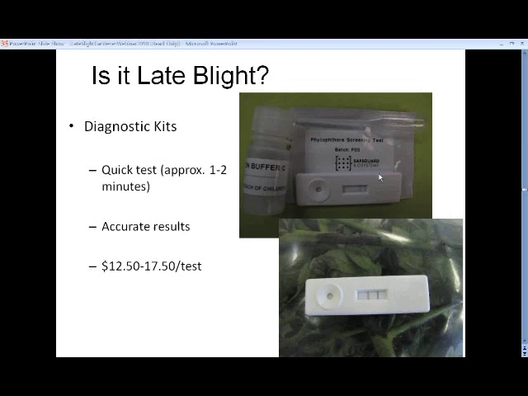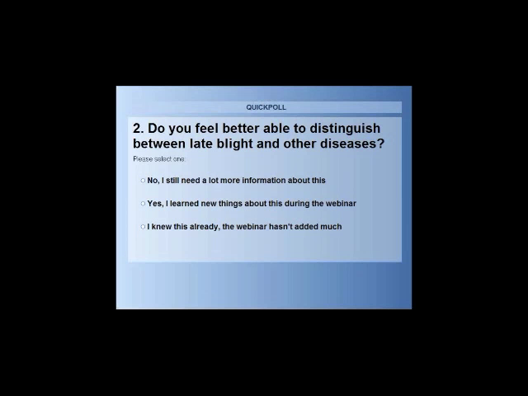So here's two examples of the test kit. Here's one where there's only one single blue bar for the control, and here's a positive sample where you can see there's a blue bar for the test sample. Here's the sample in the bag. You can see characteristic symptoms of late blight. So you can see the test kit is very quick. It's very similar to some of the other immuno tests that are out there these days, such as the pregnancy test. Very quick, accurate results. Very helpful.